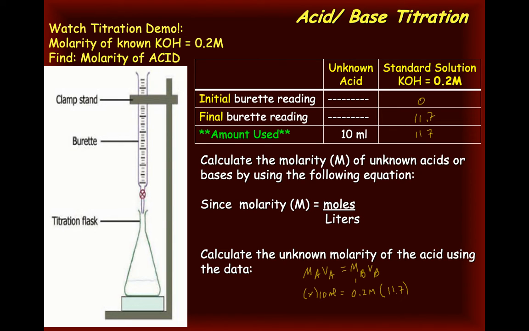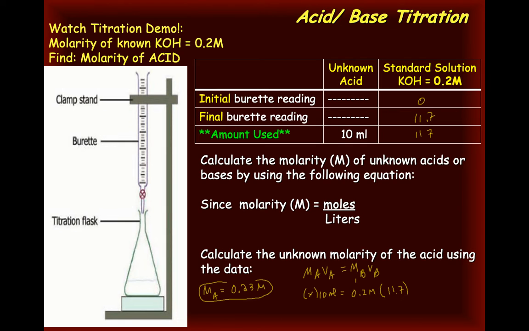I'm going to do that by X. So if I hit my calculator, if I take my 0.2 times 11.7, I divide that by 10, and I have 0.234. So basically, the molarity of my acid is equal to 0.23. It's probably moles per liter.